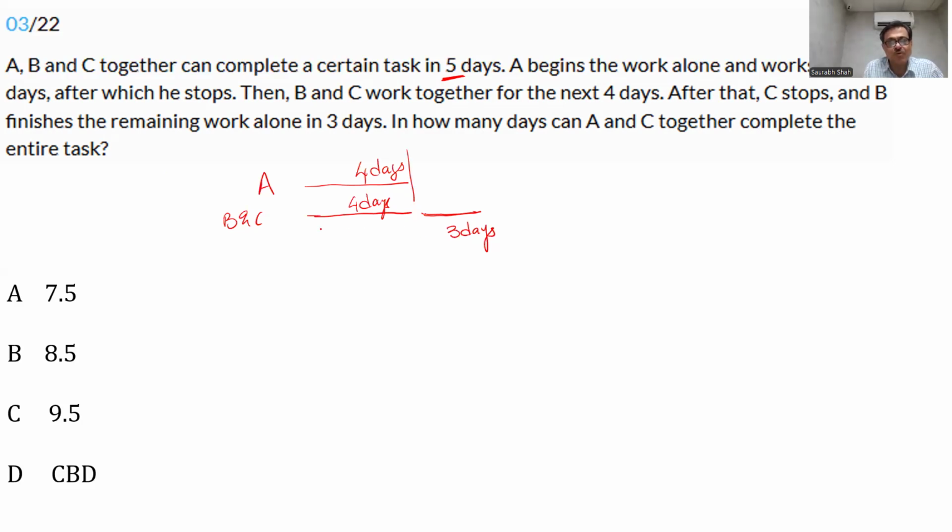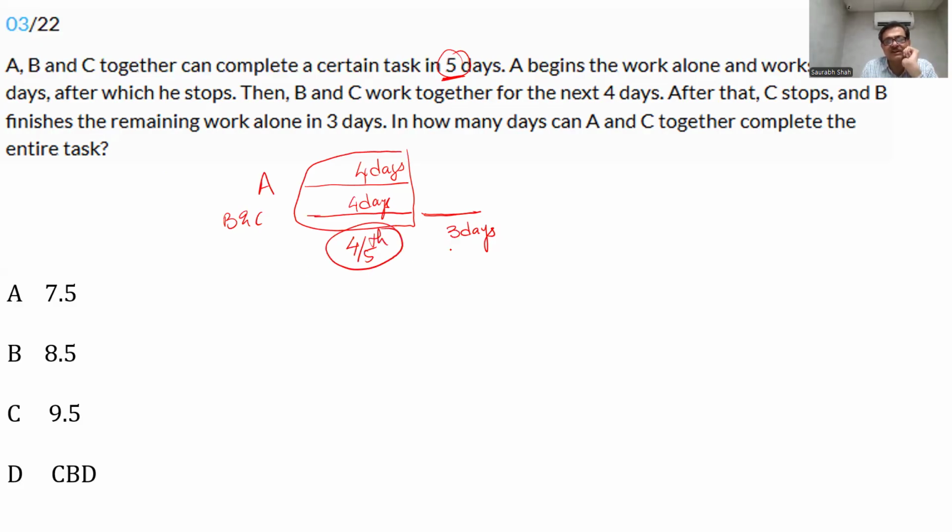Now this is 4 days and 4 days. Now it doesn't matter whether A, B, C have worked together as a team or A has worked separately for 4 days and B and C separately for 4 days. It doesn't matter. Ultimately, we can say that A, B, C have worked together for 4 days. That means they have worked for 4 out of the 5 days. They would have completed 4/5 of the work here.